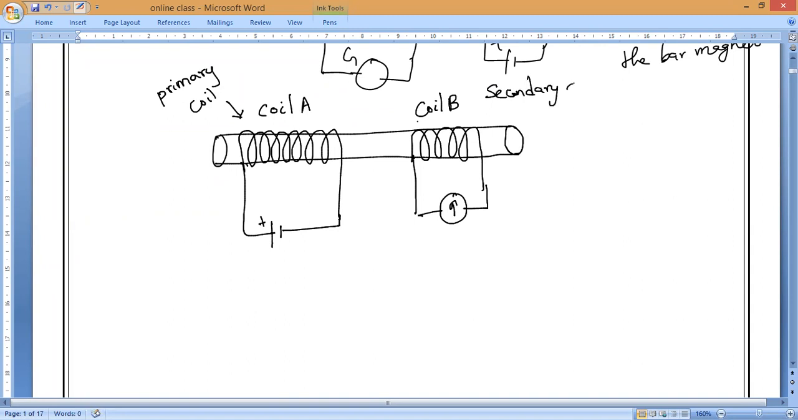Secondary coil. A coil which induces the current is called the primary coil. A coil where the current is induced is called the secondary coil. Till here, any doubt, anybody, you can ask me.